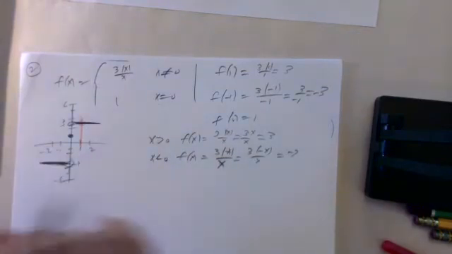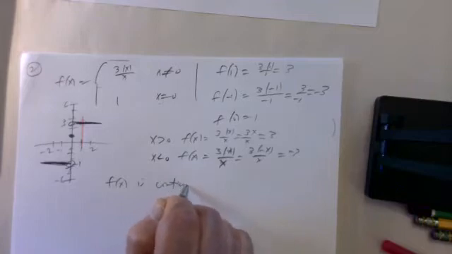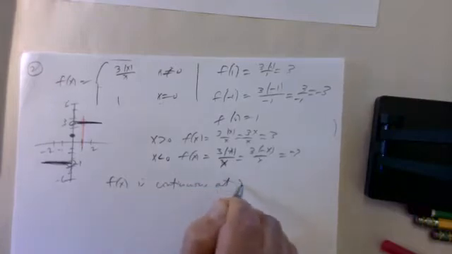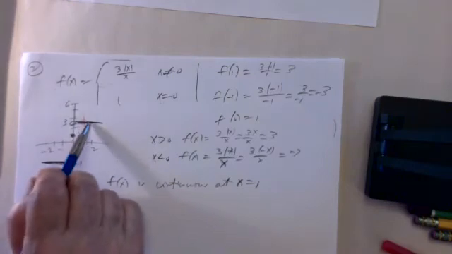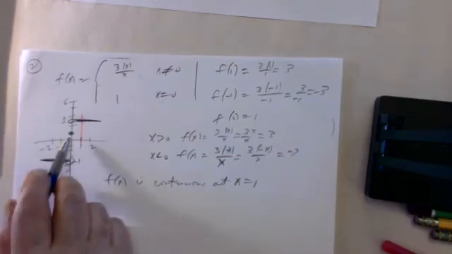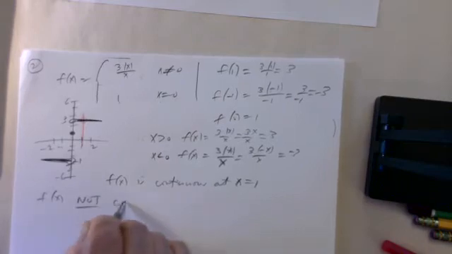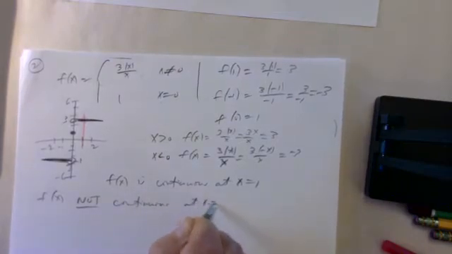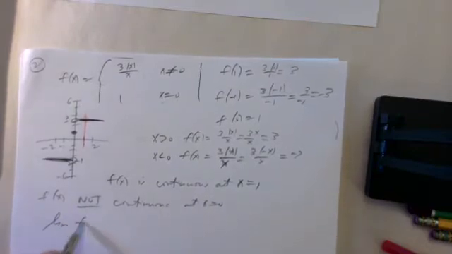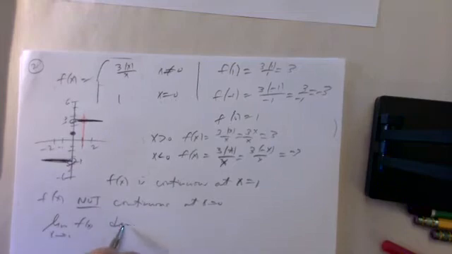So this function is continuous at x equals 1. The function is just this constant function 3. But at x equals 0, f of x is not continuous, because the limit of f of x as x approaches 0 does not exist.